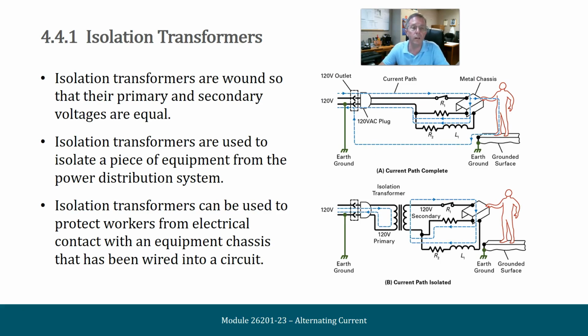Isolation transformers are wound so that their primary and secondary voltages are equal. Isolation transformers are used to isolate a piece of equipment from a power distribution system. Isolation transformers can be used to protect workers from electrical contact with equipment chassis that have been wired into a circuit.